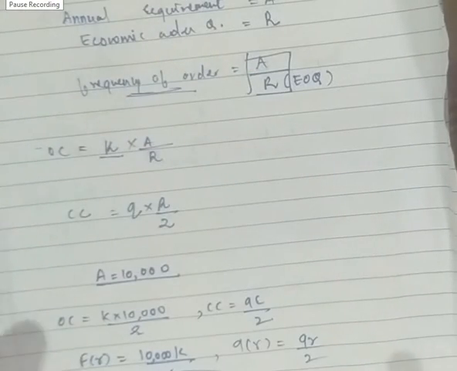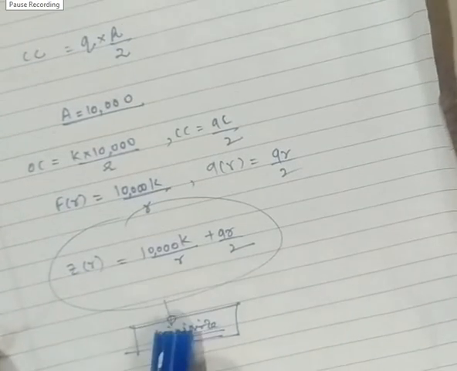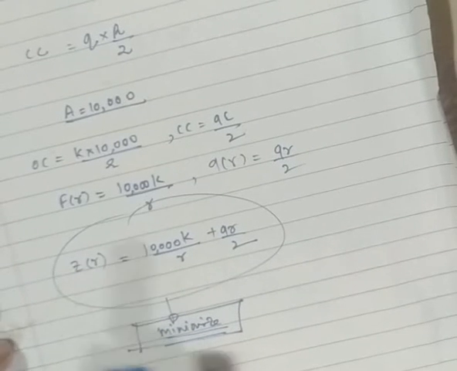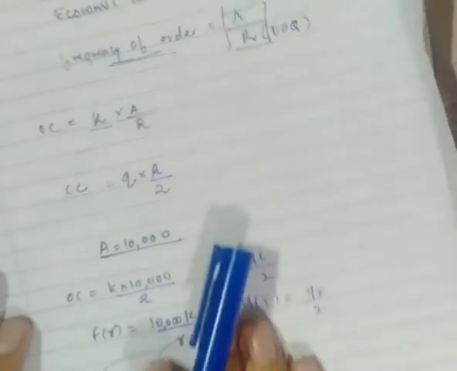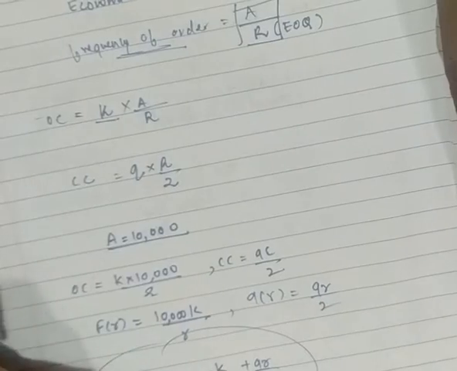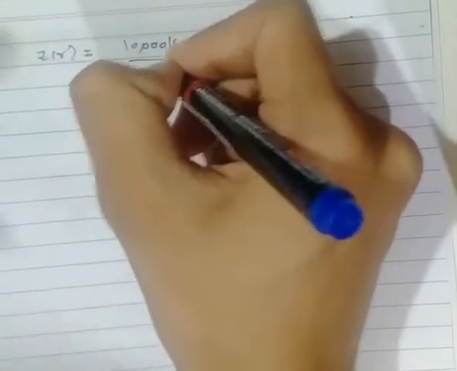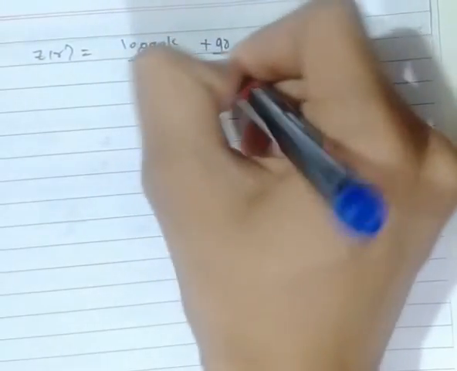So in the last part we did up to this, and now we are going to minimize this function. Let's write again what we are going to minimize. So z of r is 10,000 k upon r plus q of r by 2.